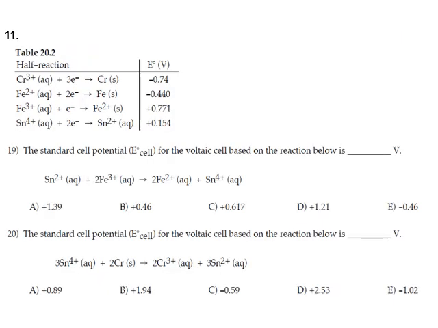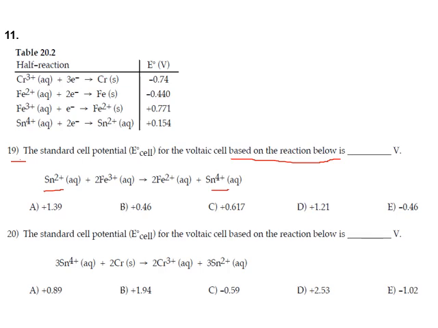Number 11, they give us another table. This one is not in the right order. So first of all, this number 19 at the bottom says the standard cell potential of the voltaic cell based on this reaction below is blank volts. So when they give you a problem where they say based on this reaction, you have to do it the way they have it written, even if it winds up being negative. Now, if it winds up being negative, it means it won't run, but you still have to leave it that way. So notice here we're going from Sn2+ to Sn4+.